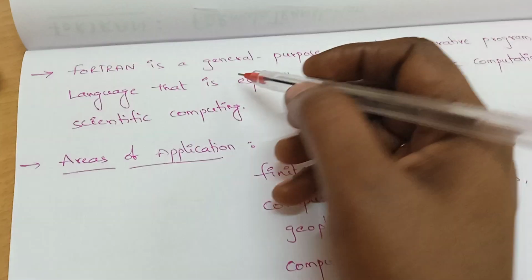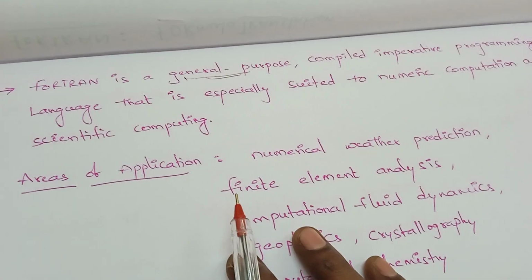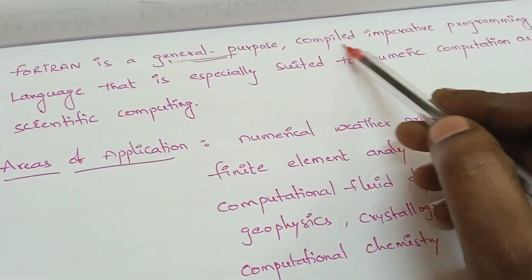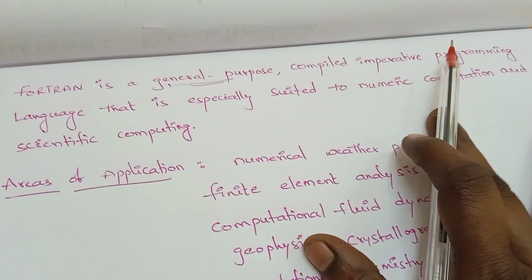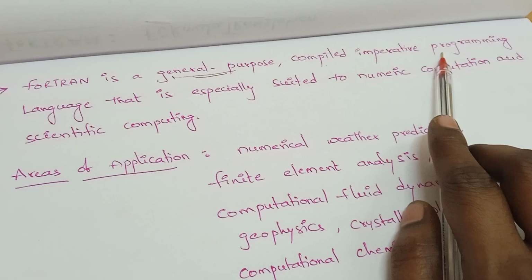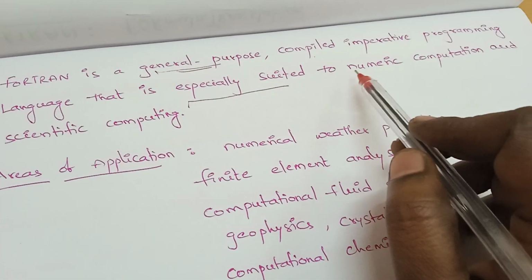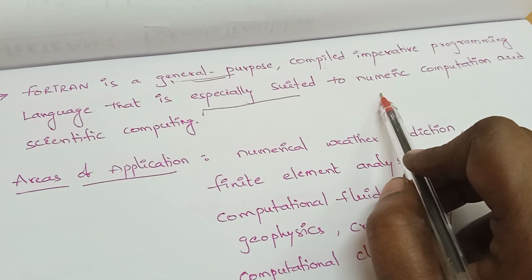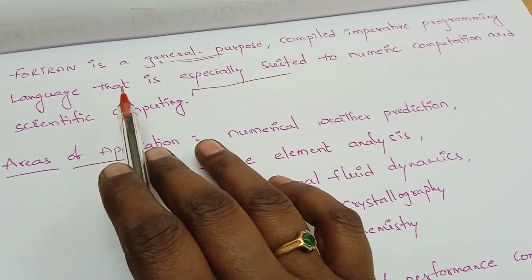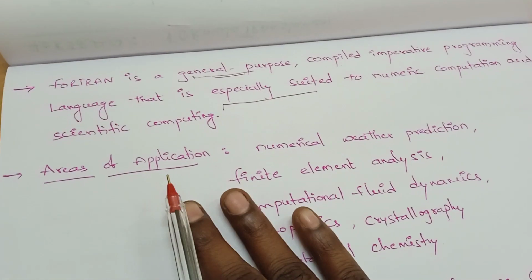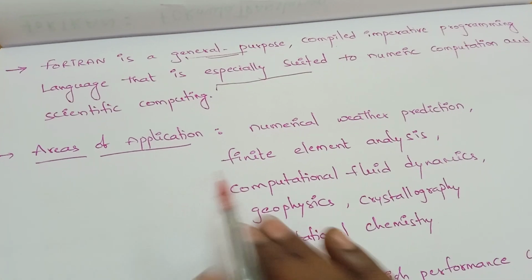FORTRAN, as we just mentioned, is a general purpose language, and it is a compiled language. That means FORTRAN uses a compiler, and it is an imperative programming language, especially suited to performing numerical computations and scientific computations. So this is the basic feature of FORTRAN. And there are some application areas where FORTRAN is best suited.